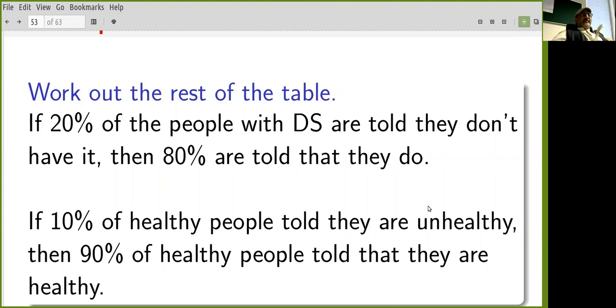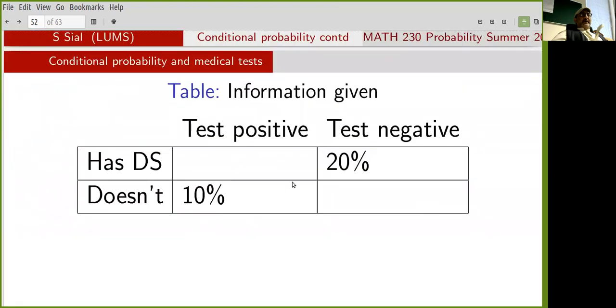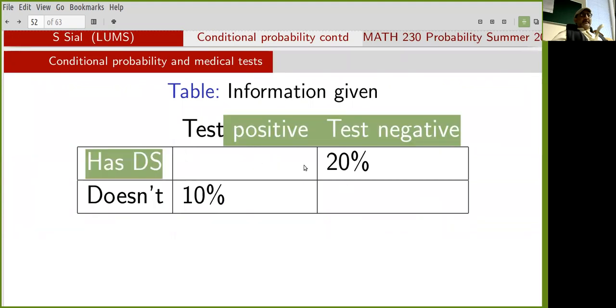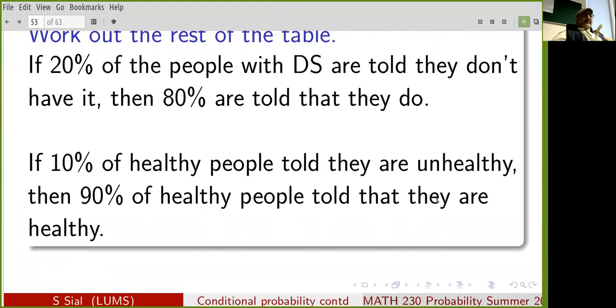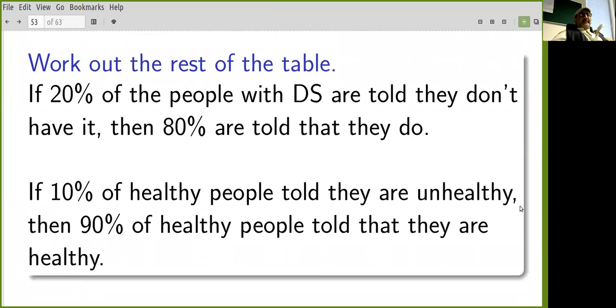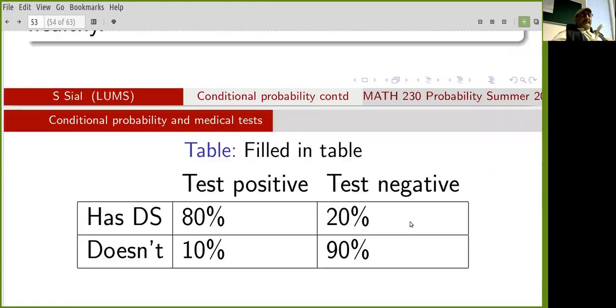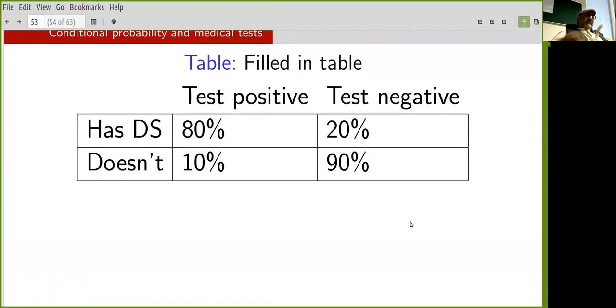If 20% of the people with DS are told that they don't have it, then 80% of the people are told that they do have it. Okay, so you can fill in one of these, and then for the remaining one, if 10% of the healthy people are told they are unhealthy, then 90% of healthy people are told that they are healthy. Okay, so we can fill it in like this. Note that the rows should be summing to 100%.